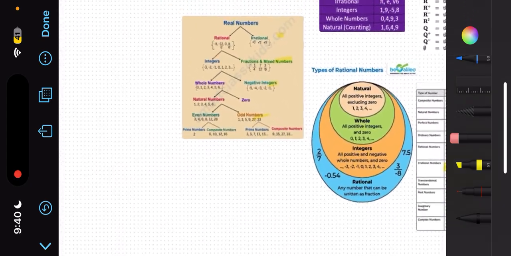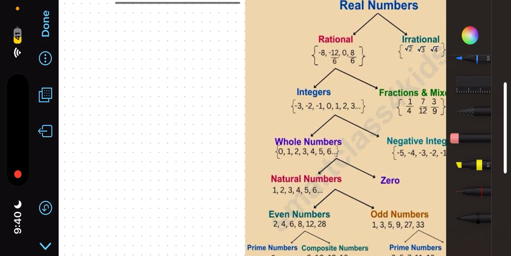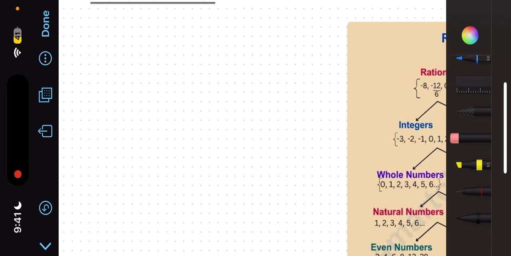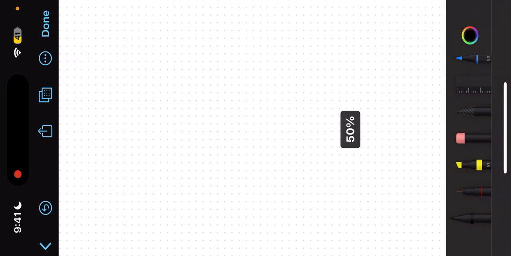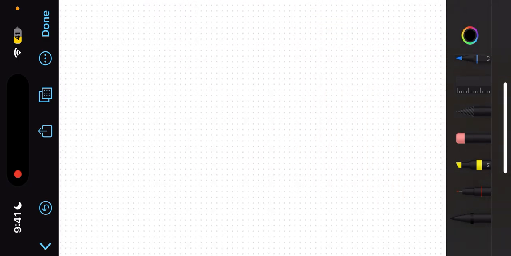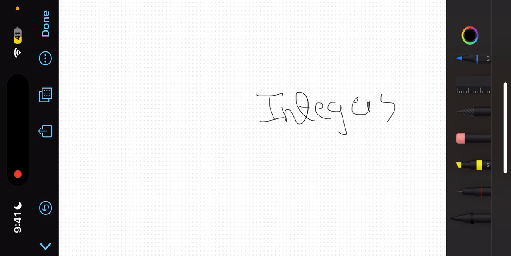Then we have one more topic. Now let's come to integers. After inventing whole numbers and natural numbers, they had a problem that they didn't have a negative number to represent loss in business. So at that time they invented minus, negative. It's known as integers.